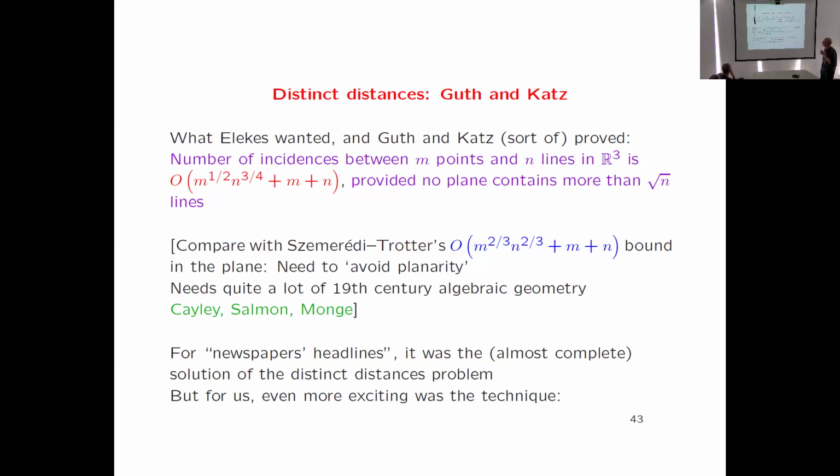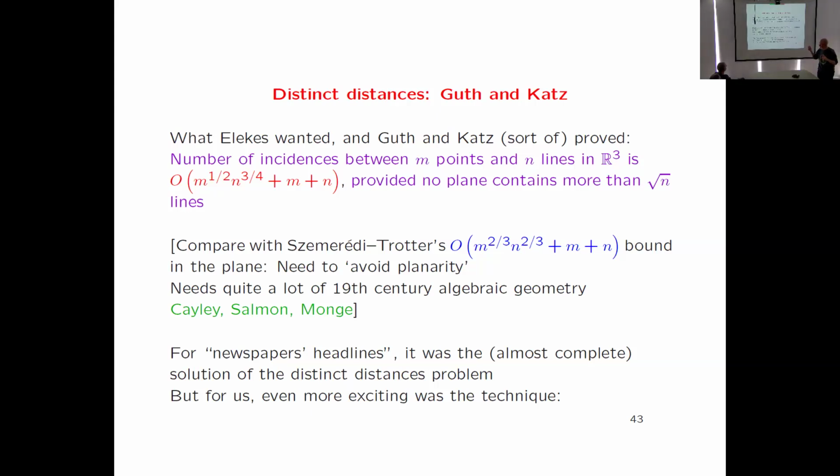Because you're in 3 dimensions, you can put all your points and lines in a plane, and all you can get is Szemerédi–Trotter. So you assume that no plane contains more than root n lines, and that forces you to go into 3 dimensions, and then you get the better bound. There is a lot of algebraic geometry dating from the 19th century that is needed to handle it.